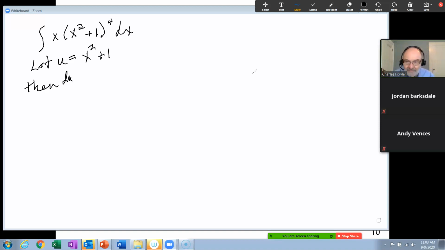Okay. Now, so what's your du? If that's your u, which you chose, what's the du? 2x dx. Now here we see a little bit of a concern here. We don't have a 2x dx up here, but we do have an x dx. So let's divide both sides of this by 2, and that way we have what x dx is. It's 1/2 du.